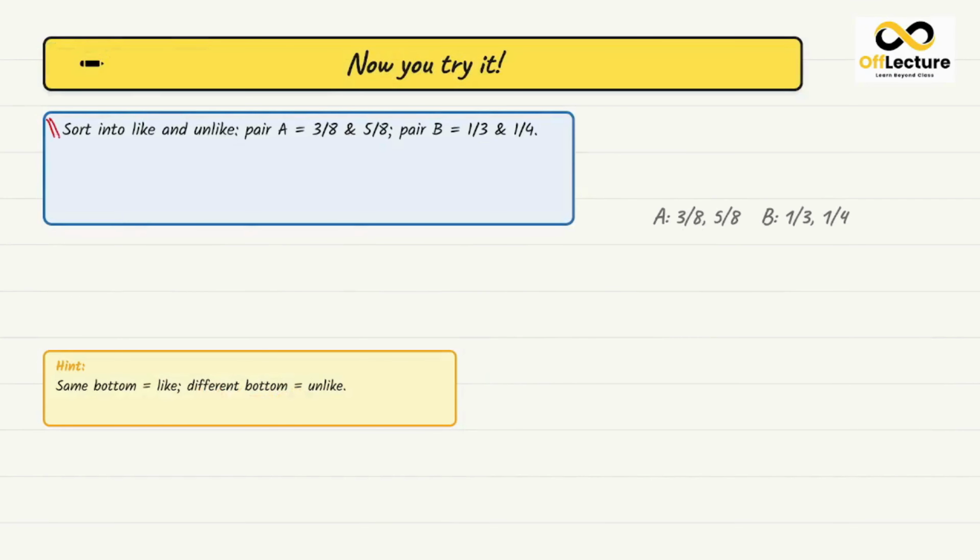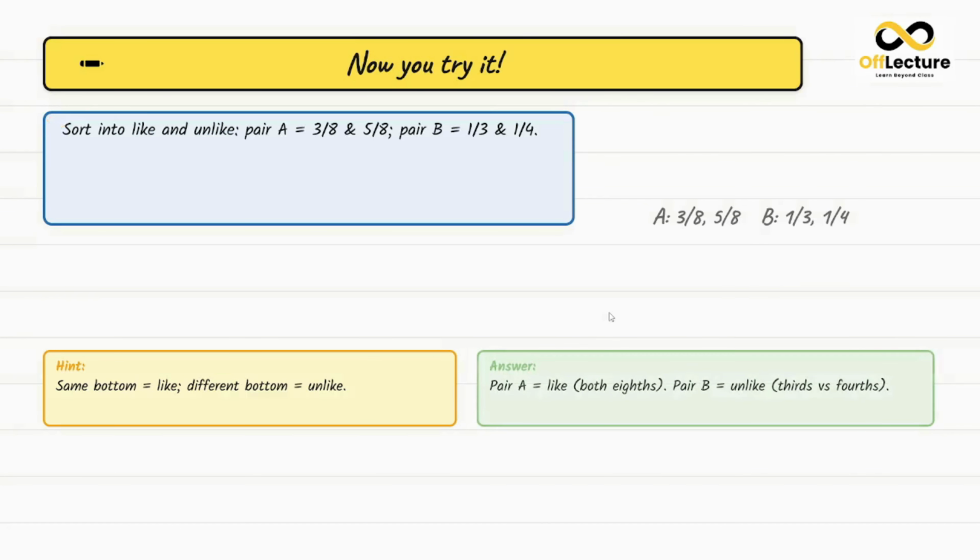Now you have to try it. Sort into like and unlike fractions. Pair A is 3 by 8 and 5 by 8, and pair B is 1 by 3 and 1 by 4. You have to sort them into like and unlike. The hint is that the same bottom means like and a different bottom means unlike. So the answer is that pair A is like fractions because 3 by 8 and 5 by 8 share the same bottoms, and pair B is unlike fractions because the bottoms are different, 3 and 4.